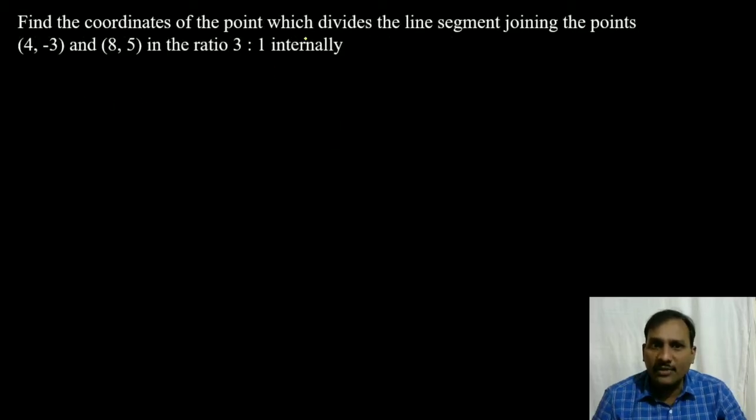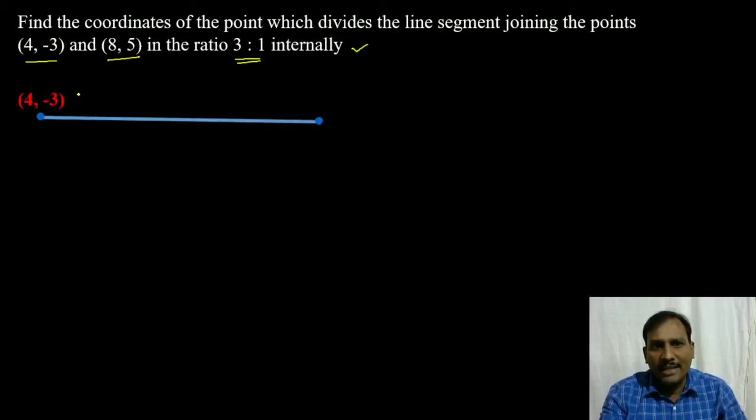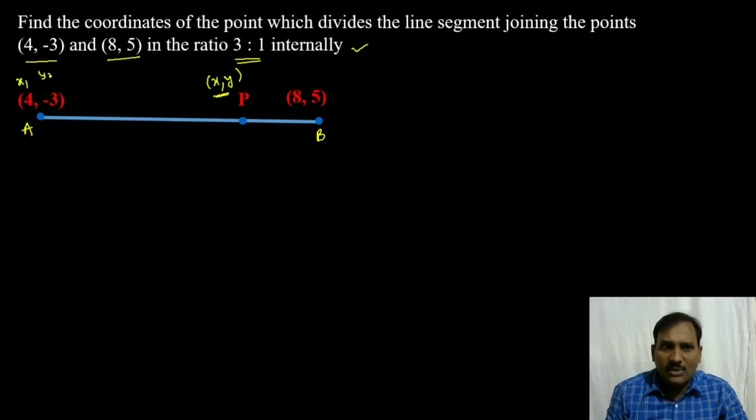Find the coordinates of the point which divides the line segment joining the points (4, -3) and (8, 5) in the ratio 3:1 internally. So here they have given 2 points, (4, -3) and (8, 5). So let us say this is A and B. We have to find the value of P. Let us say this is (x, y). So let us say that this is (x1, y1) and this is (x2, y2). And they have given the ratio also. What is the ratio? m1 is to m2 is equal to 3:1.